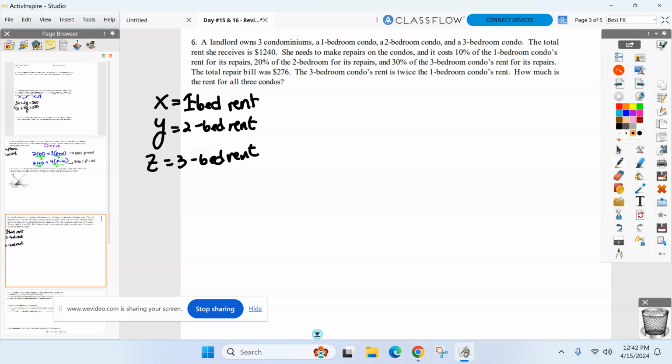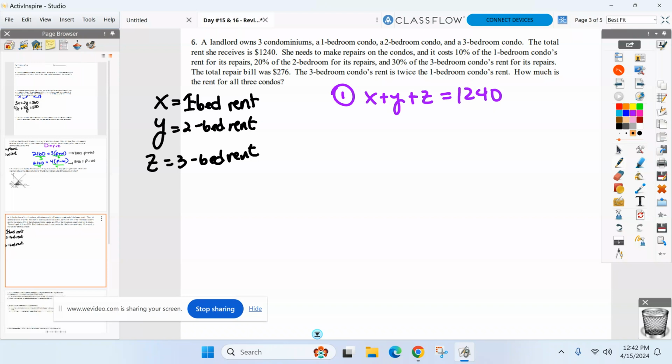First equation, the total rent's $1,240. Let's start right there. Total rent, $1,240. X plus Y plus Z equals, since these all equal the rent, no need to put any numbers in front. All right, ready for number 2?